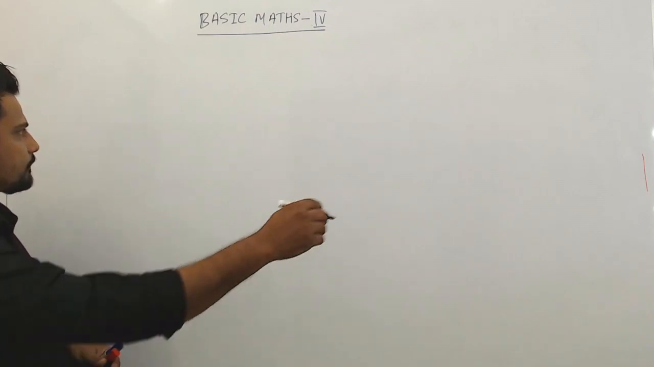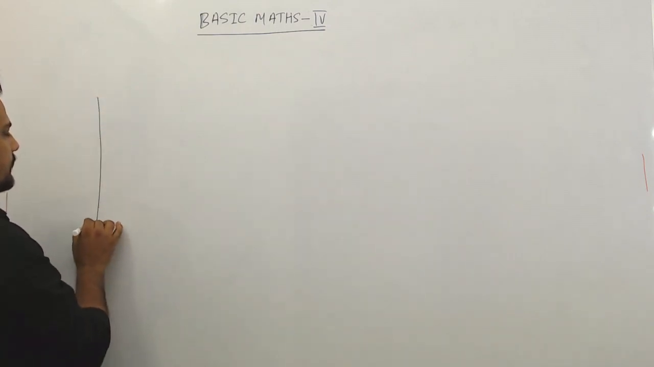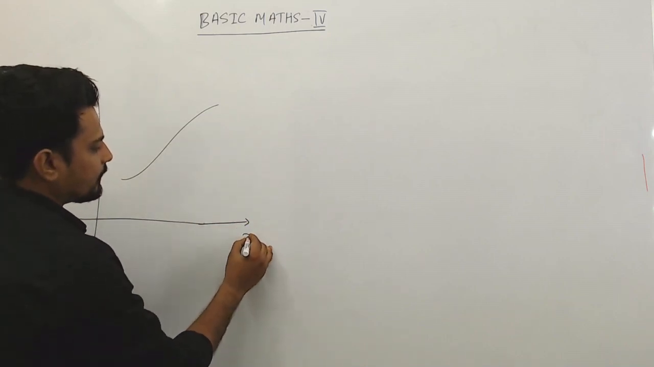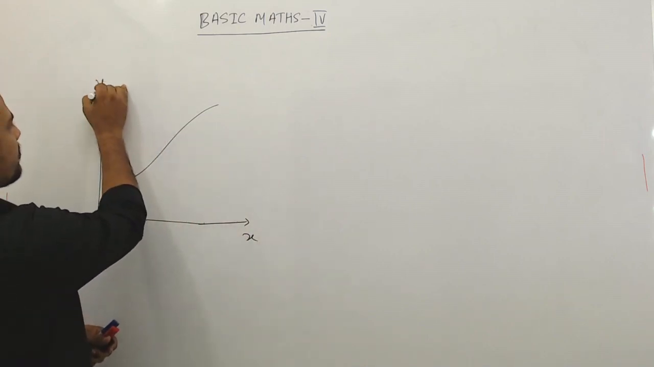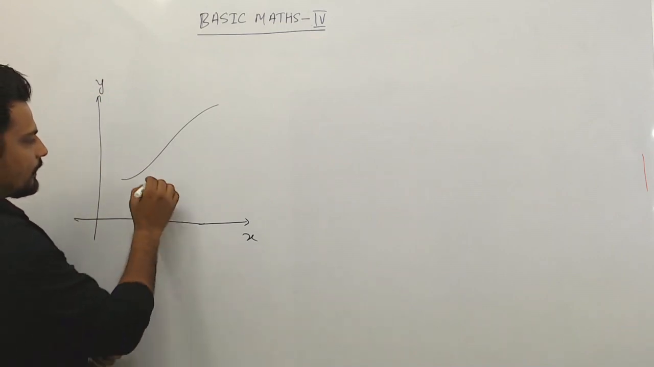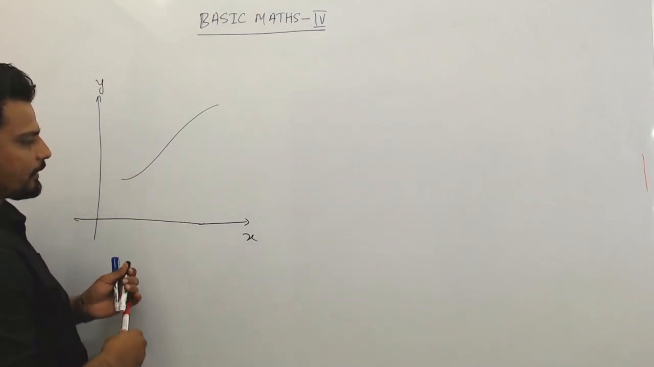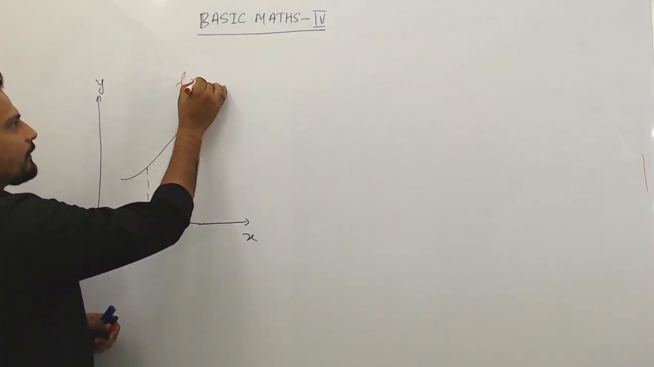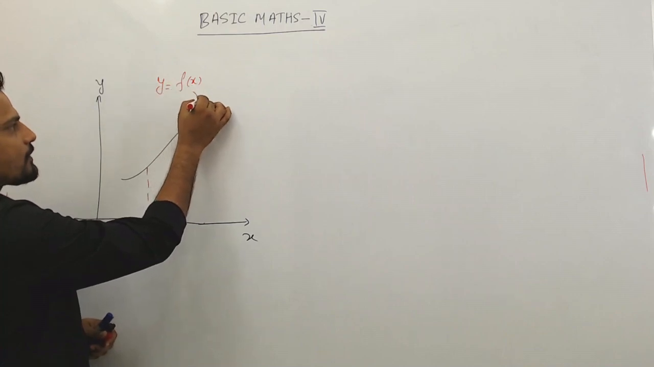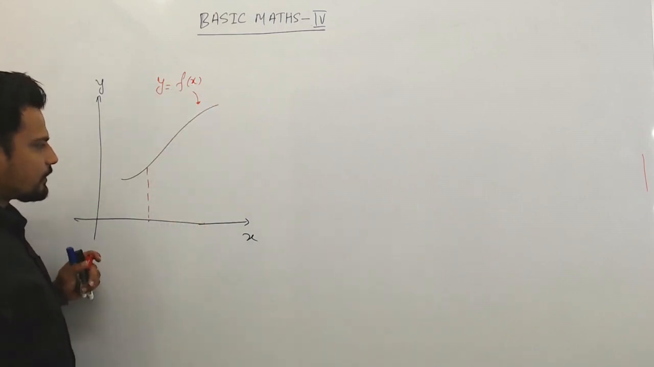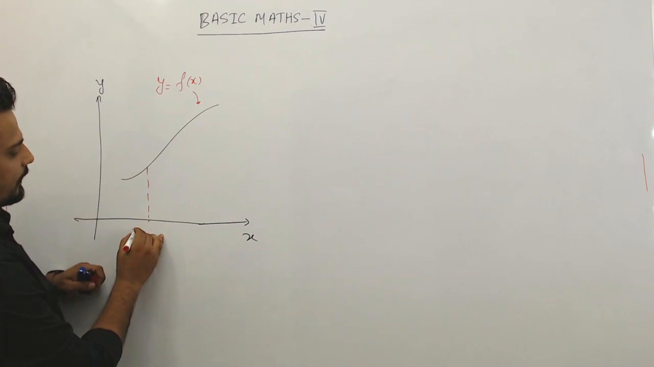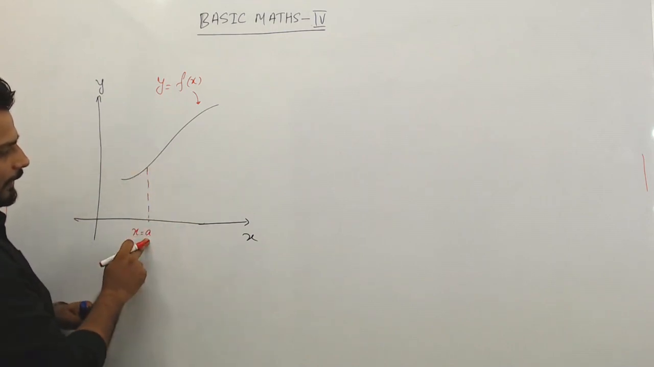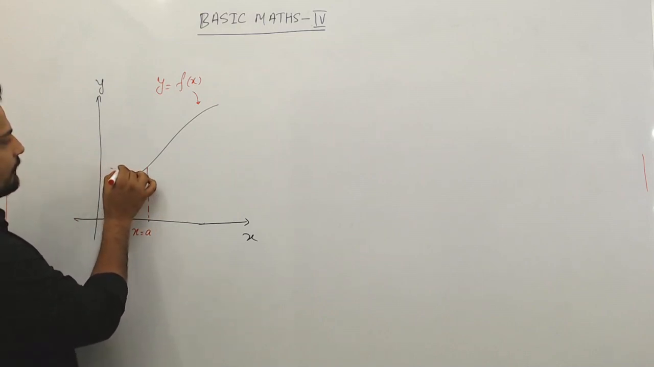For example, let's say I have a certain graph, maybe a random graph, with the x-axis, and here we have the y-axis. Now let us say I change the value of the x coordinate. Let's suppose this is your function f of x, or y, any random function. At this point, let's suppose x is equal to a. Corresponding to this value of x equals a, I'm going to get some value of the function, that is the value of y.